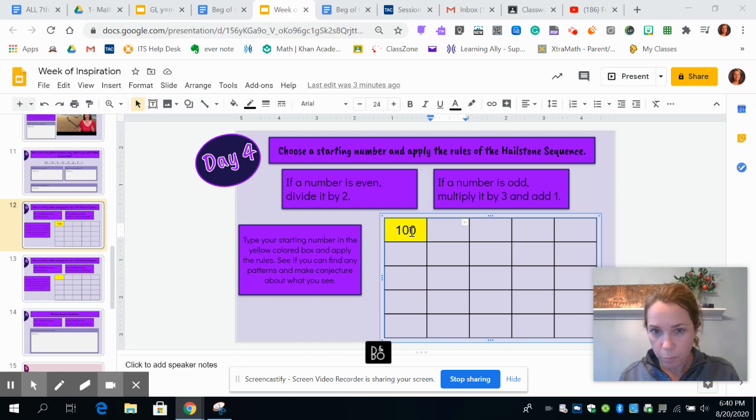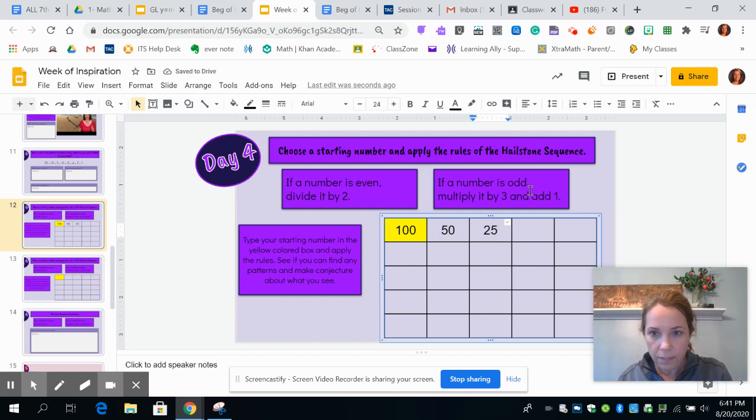So I decided to just put 100 in there, and you're going to grab a calculator. You could also pick a smaller number, like if you want to pick 10 or 20. But anyways, I picked 100, and 100 is even. So 100 divided by 2 would be 50. So then I would type 50 in there. Okay, 50 is even. So 50 divided by 2 is 25. So I'm going to put 25 there.